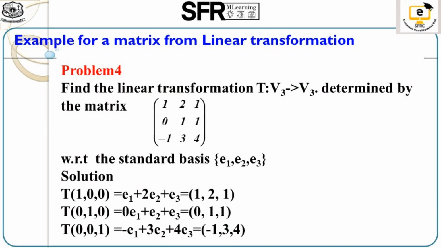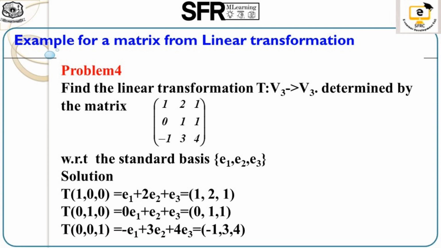Next we see the linear transformation from the matrix. Find the linear transformation T, a function from V3 to V3, determined by that matrix. Here the matrix is 1, 2, 1; 0, 1, 1; minus 1, 3, 4. This is a 3 cross 3 matrix with respect to the standard basis e1, e2, e3. In that problem, the only given condition is that matrix, and we have to find the linear transformation.